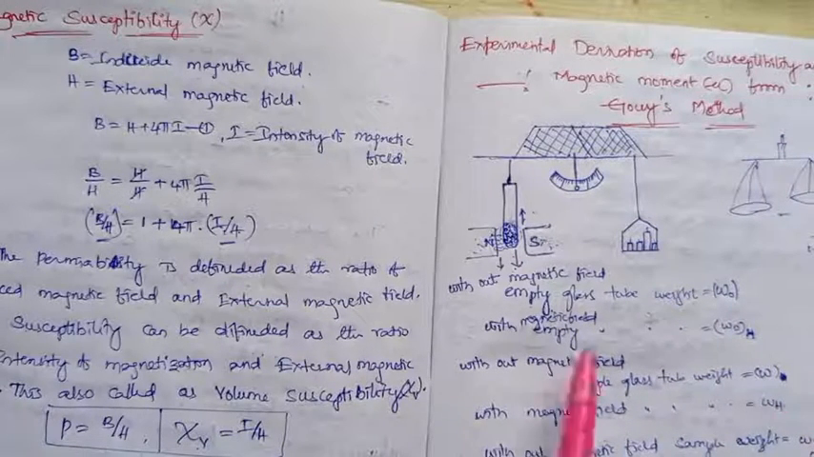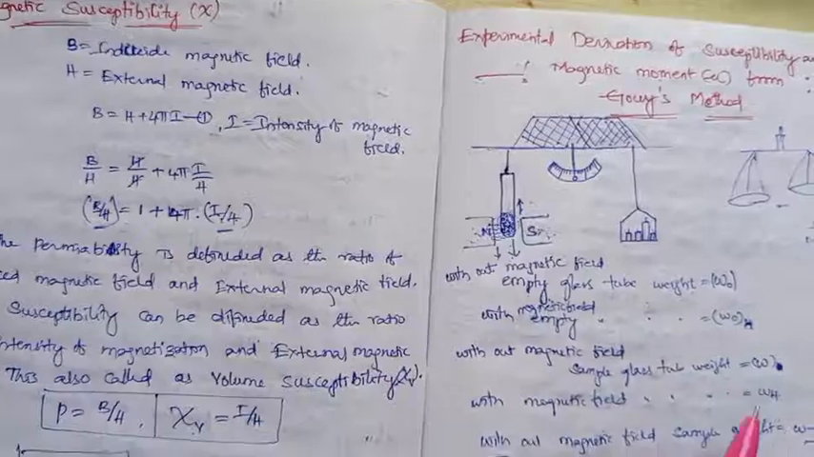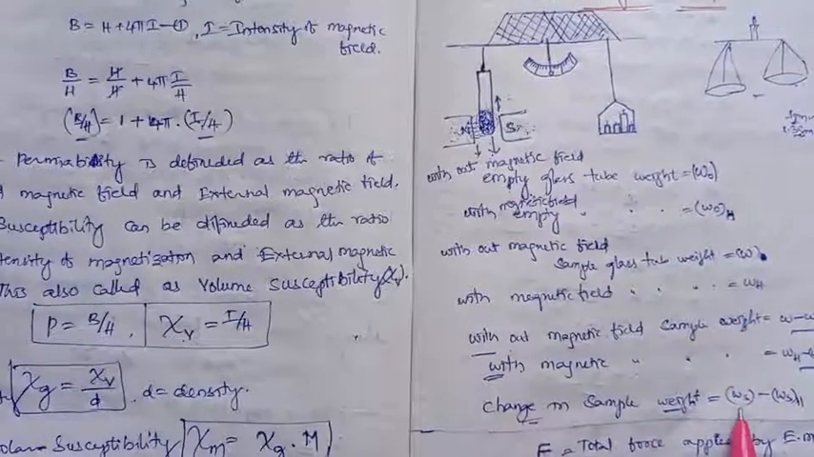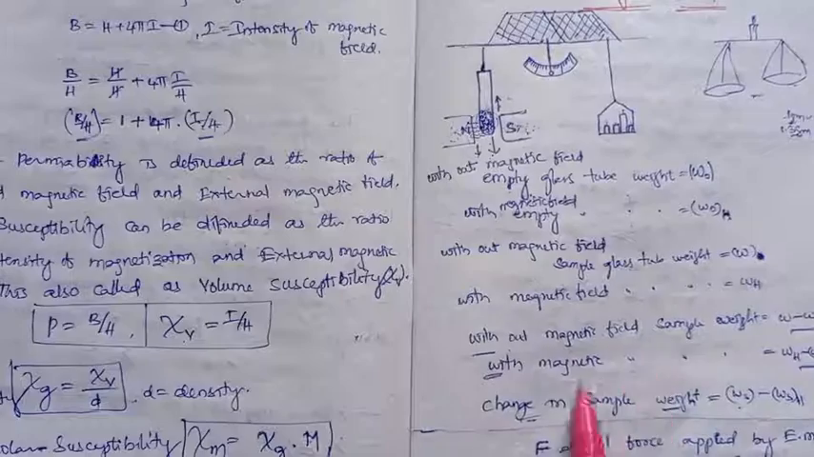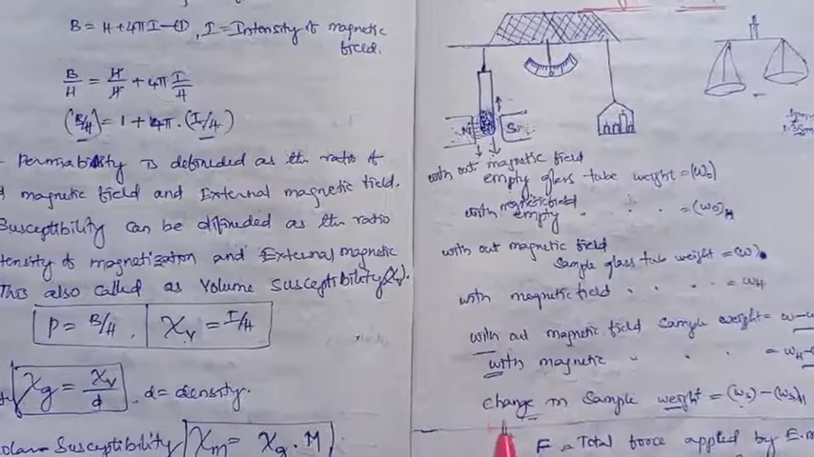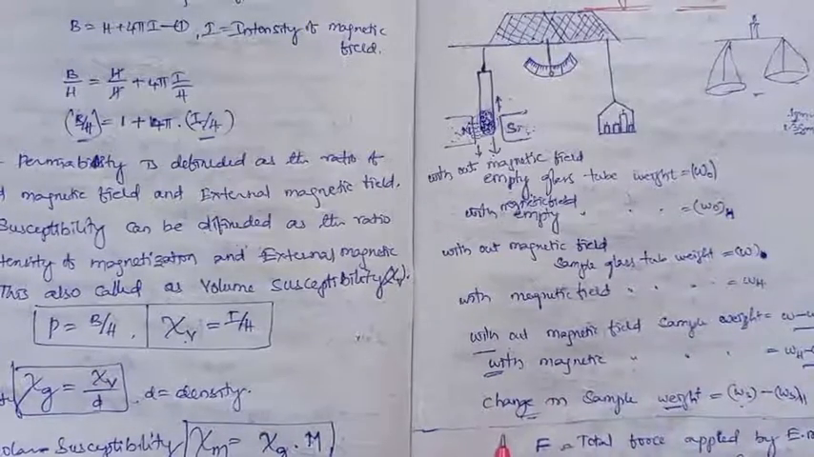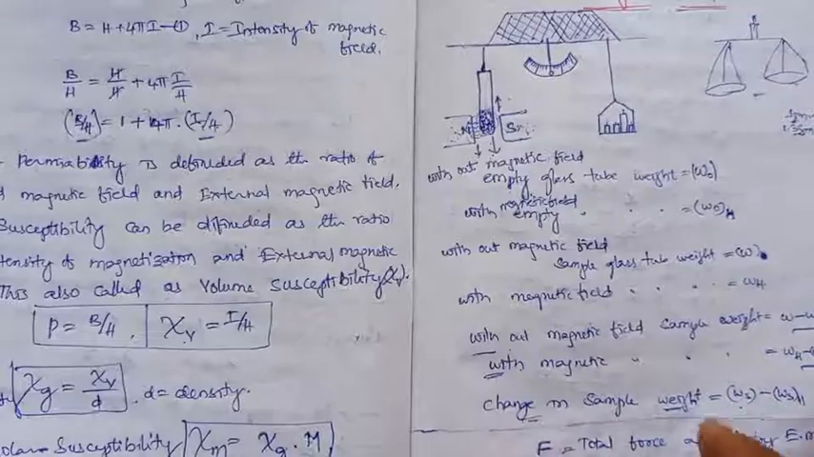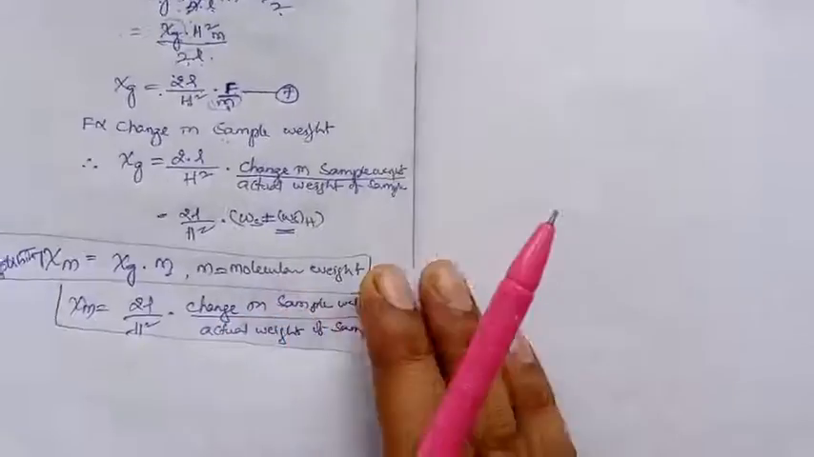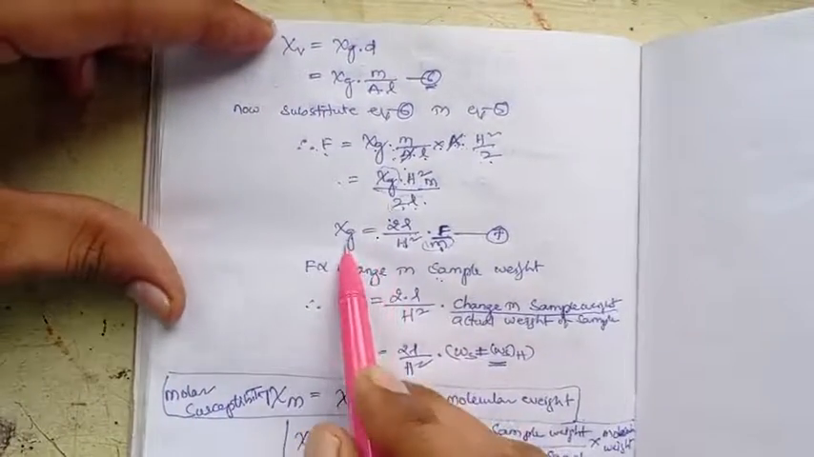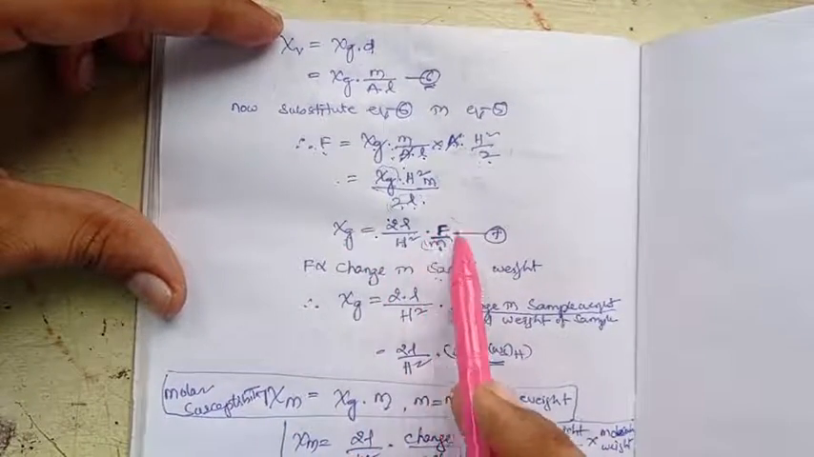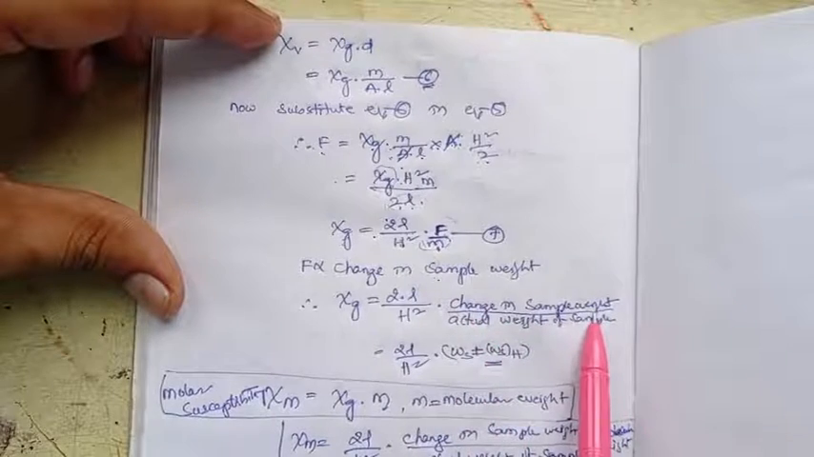Finally, with all this we are getting the change in sample weight, right? This change in sample weight is actually reflecting the force applied by the external magnetic field, isn't it? So this we are now going to consider in the calculation of force or the calculation of susceptibility. In the place of force we will apply the change in sample weight.